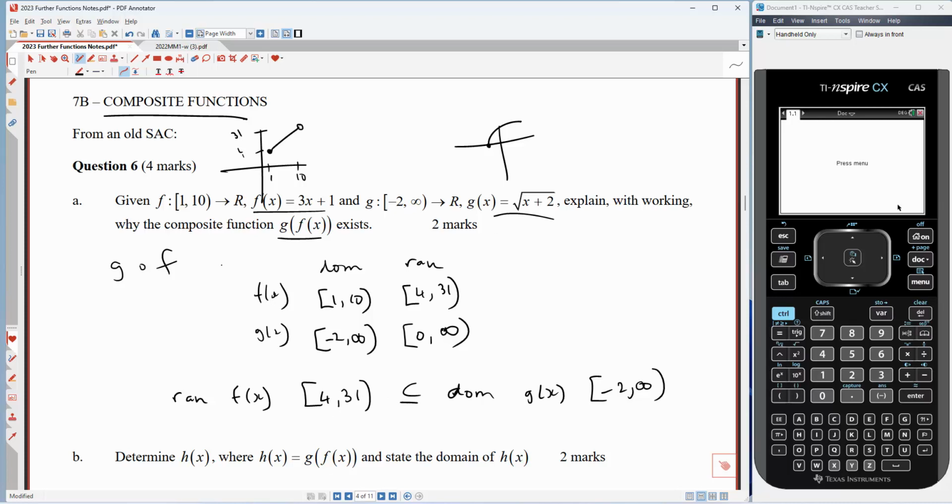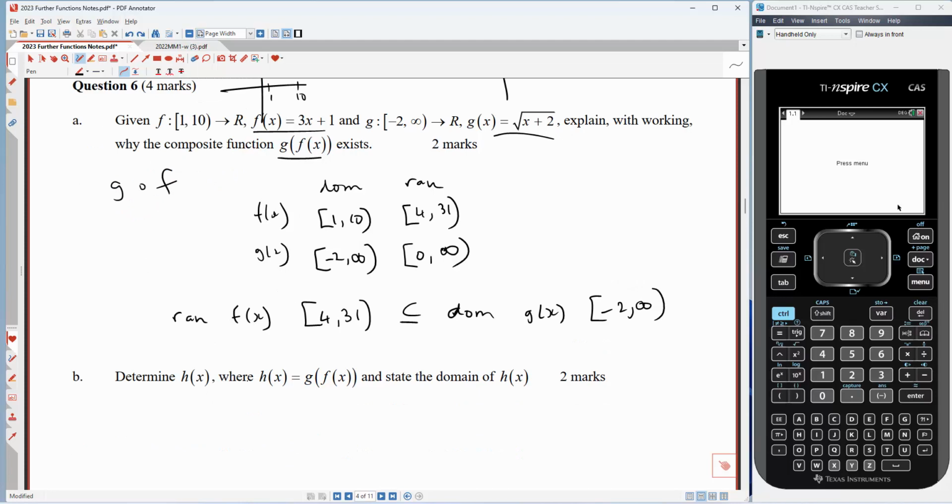And if you want to show that the composition didn't exist, all you do is put a slash through that, just to say that the range of this function is not a subset of the domain of this, and that would be a reason why the composition wouldn't exist. So that's how you would do it on the flip side.